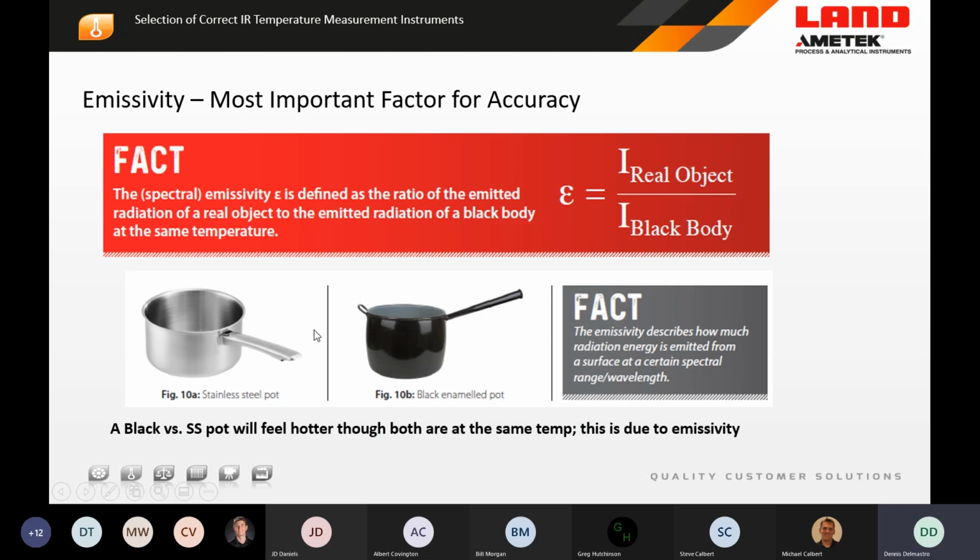And if you want to think about emissivity, let's take 2 pots of water, both of them at, let's say, 200 degrees. You have a stainless steel pot and you have a black enamel pot. If you would touch the stainless steel versus the black, obviously we all know intuitively the black would feel hotter, even though they're at the same temperature. What's the difference? The difference is emissivity. It's a surface effect, and it is different between a black enameled versus stainless steel.